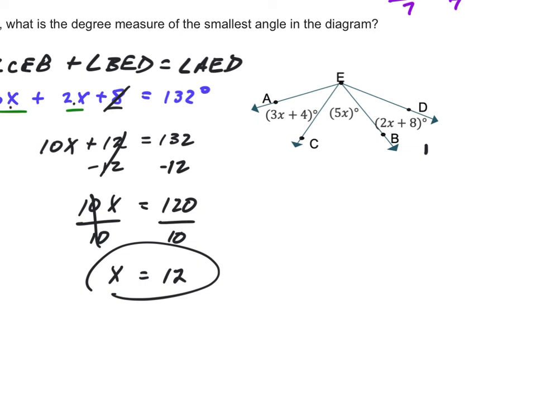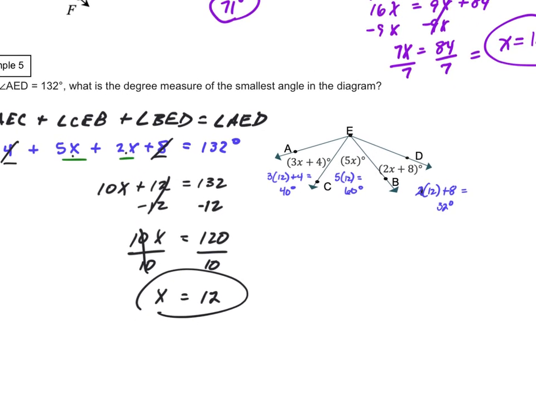So here I have 3 times 12 plus 4, which is 36 plus 4, which is 40 degrees. Here I have 5 times 12, which is equal to 60 degrees. And then over here I have 2 times 12 plus 8, which is 24 plus 8, which is 32 degrees. So there we go. Those are my angle measurements. What is the smallest angle? The smallest angle is this one right here. What is the degree measure of the smallest angle in the diagram? And the answer is 32 degrees.